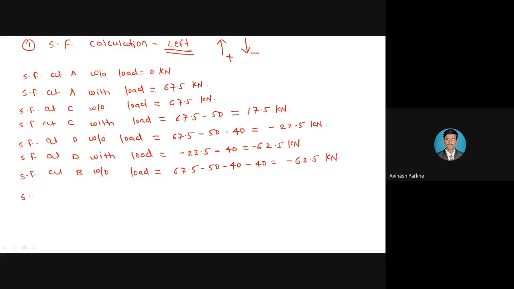And last, shear force at B with load. Without load, we have already calculated minus 62.5. With load, RB is moving in the upward direction. Therefore, plus 62.5, you will get 0 kilonewton. You can see at the start point 0 is there, end point is also 0. That means your middle calculation will be correct.